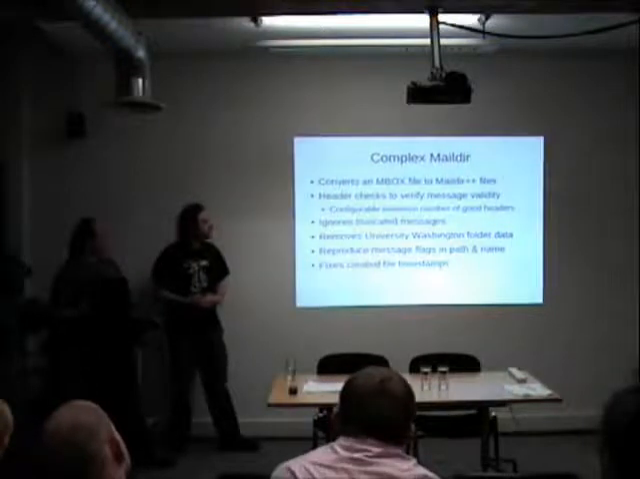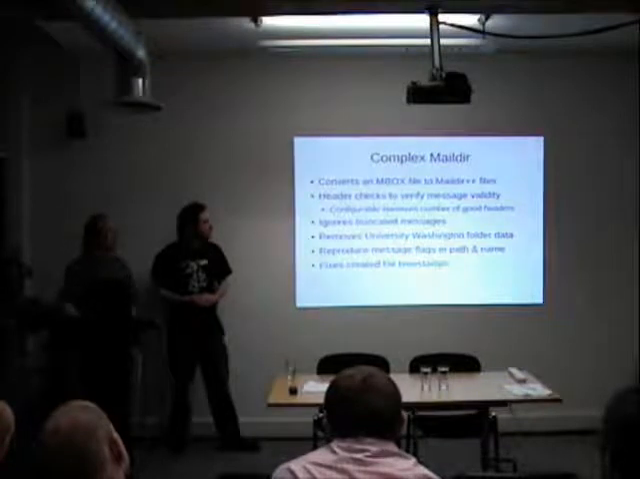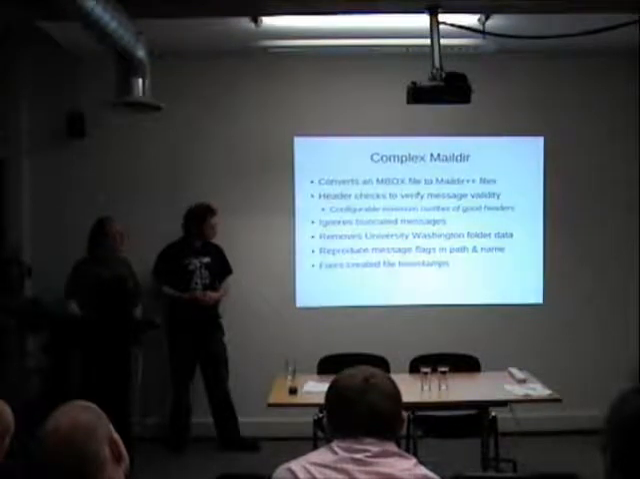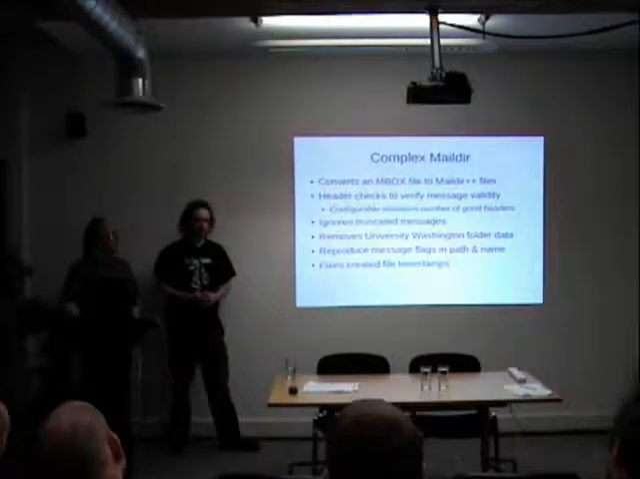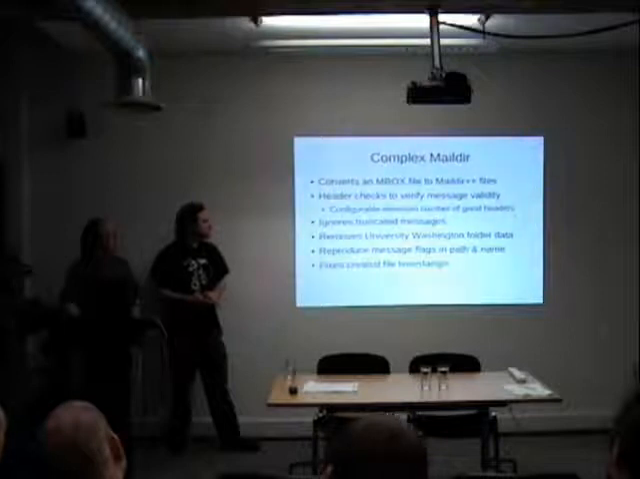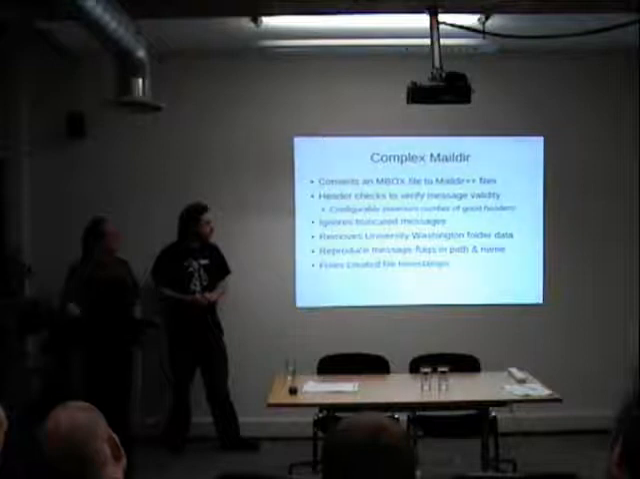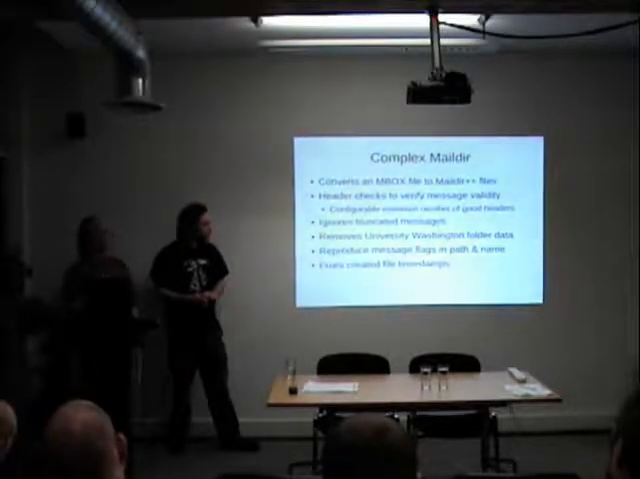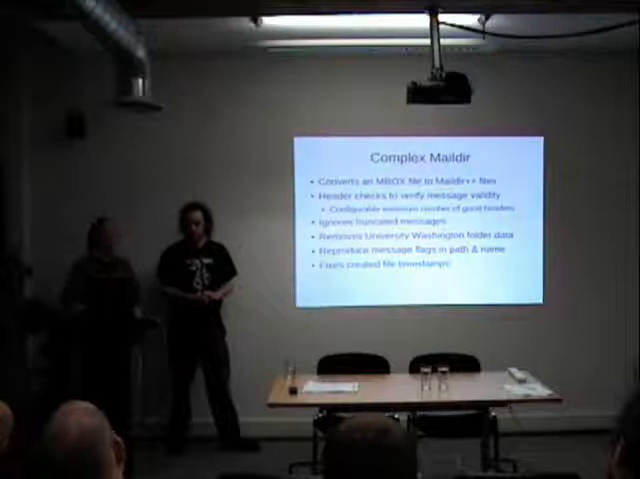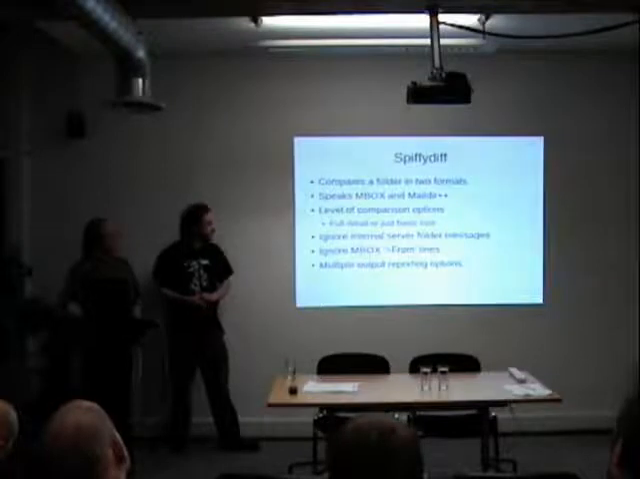It does all sorts of verification checks on headers, and you configure how many good headers you want, stuff like date, from, message ID. It skips over truncated messages, of which there were a few, which were just a few headers and nothing else. It removes the whole University of Washington folder data, and it sorts out message flags. Basically, Pine and all sorts of inbox things store whether a message is read or replied to in a status header. Maildir stores that in the file name. There's no clear convention on how the letters match up in many ways.